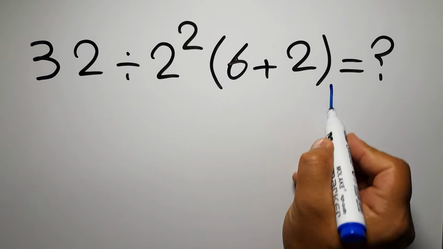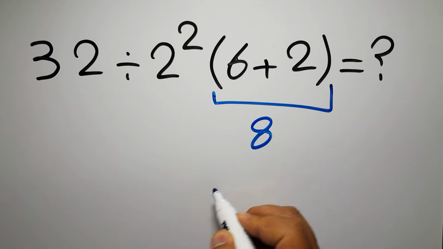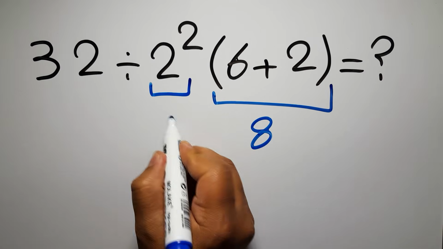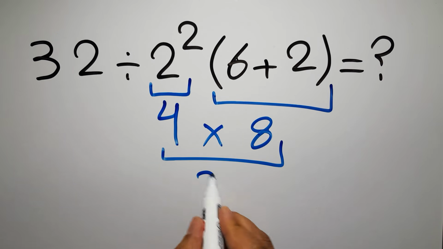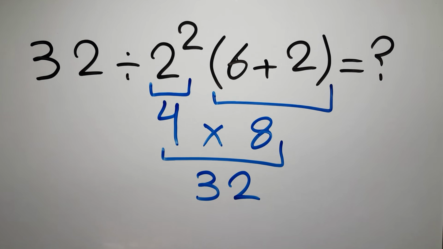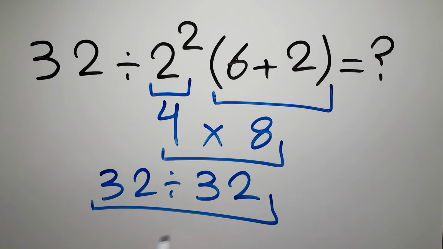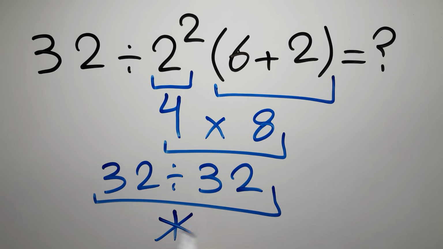6 plus 2 gives us 8. 2 squared equals 4. So 4 times 8 is just 32. And 32 divided by this, 32 divided by 32 equals 1. But this answer is not correct.